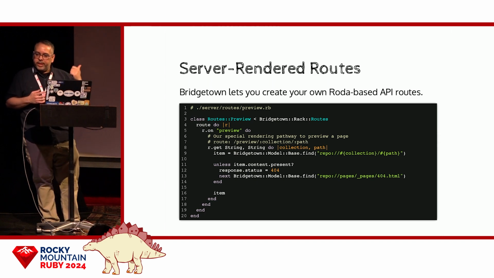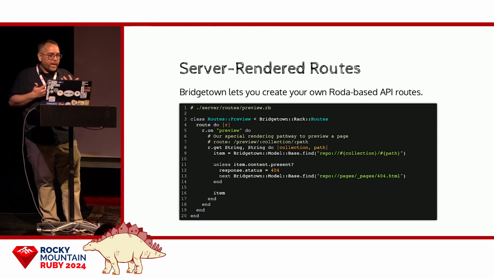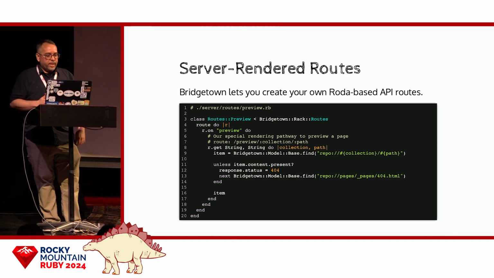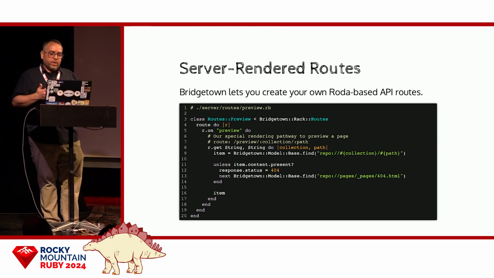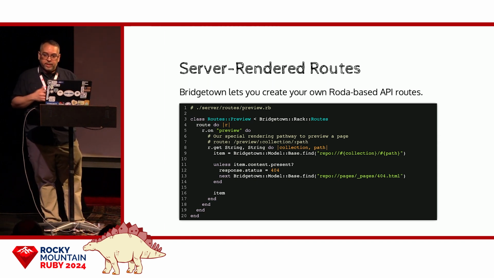Very similar to the Roda example we saw, where you can basically define a normal API endpoint as you would do with Roda. You need to use this naming convention, routes, colon, in this case, preview, which is the file name. And then you extend the Bridgetown rack routes class, and that gives you all the routes capabilities inside your Bridgetown project in this specific route. And then you define it with the same DSL and code snippet, route do r, here on /preview, right?